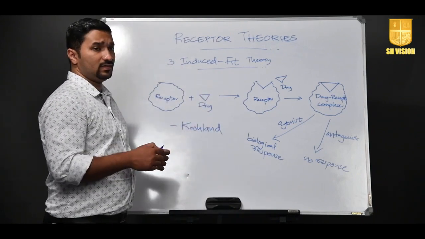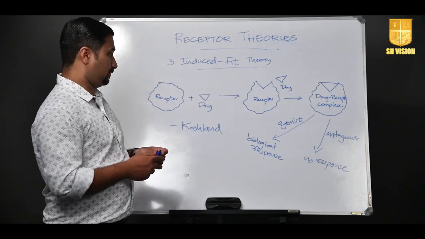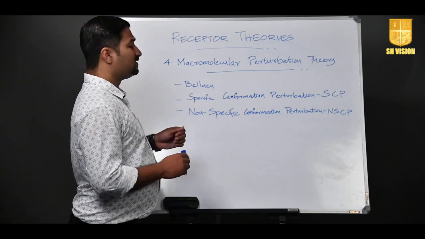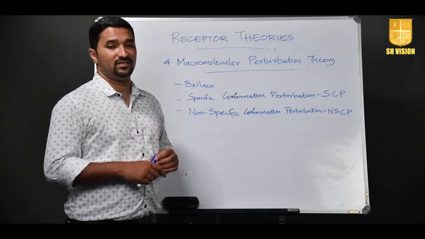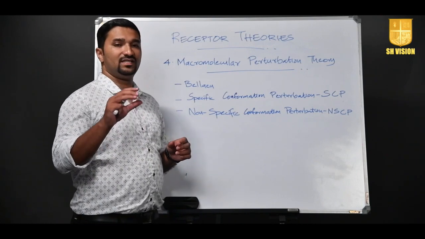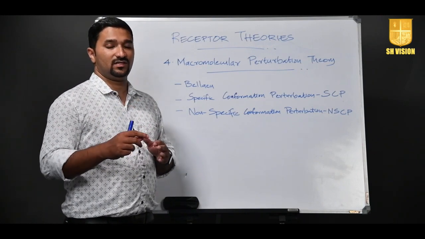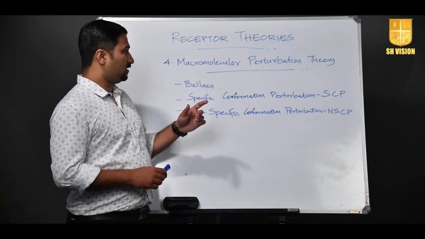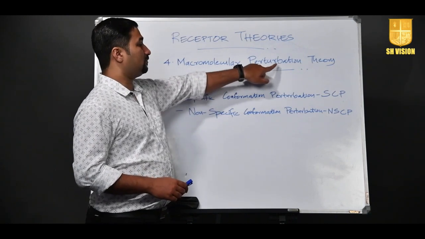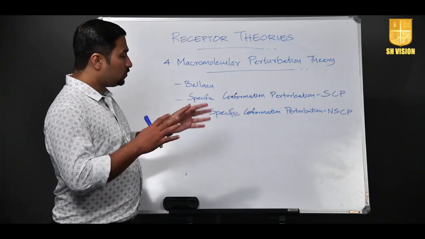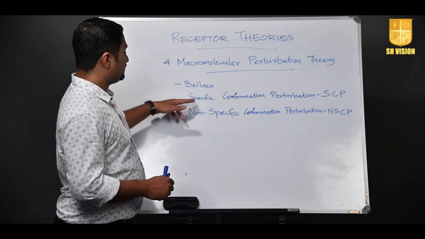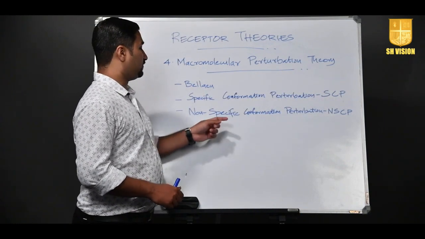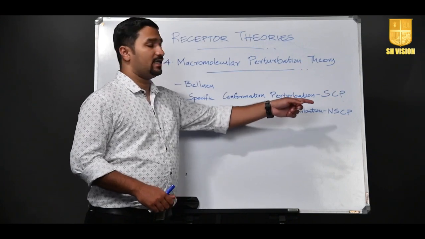Now the next theory is called macromolecular perturbation theory. It was put forward by Belleau, and it is very much similar to the previously discussed induced fit theory. In induced fit theory, the drug interacts with the receptor and induces a conformational change. Here, the interaction of the drug with the receptor brings about a perturbation. And there are two kinds of perturbations: specific conformation perturbation, SCP, and non-specific conformation perturbation, NSCP.